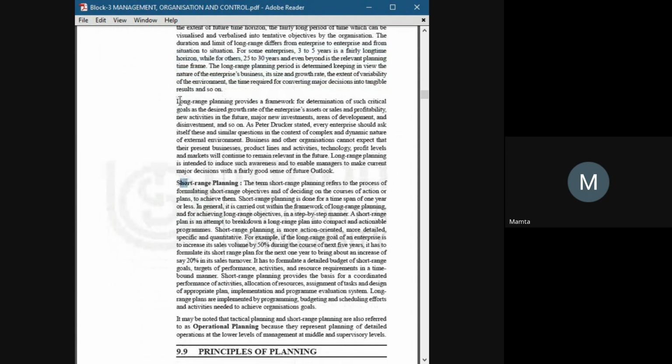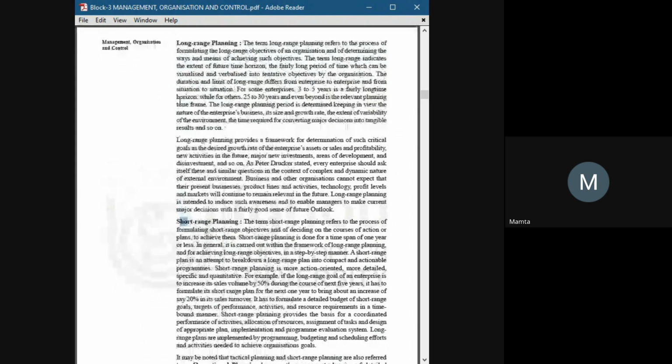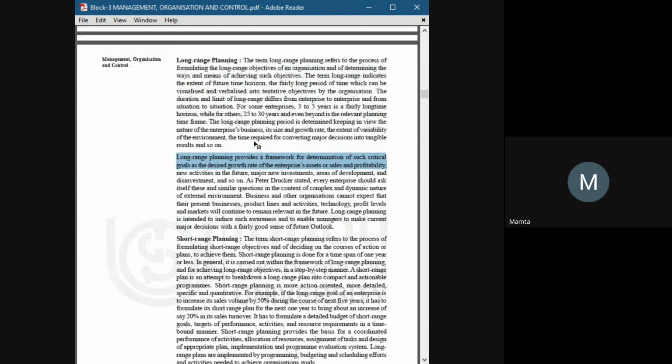Long range planning provides a framework for determination of such critical goals as the desired growth rate of the enterprise's assets or the scale and profitability. When someone asks what your goal is for the long run, that's how you are planning for your long run goal. Okay, your long run goal, that is long range planning.